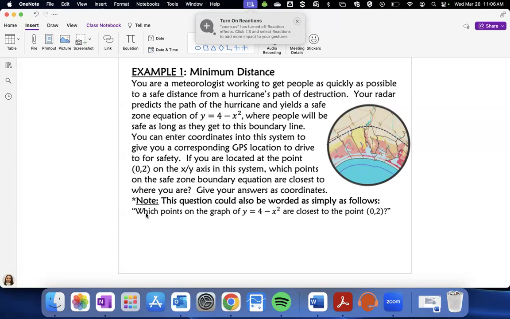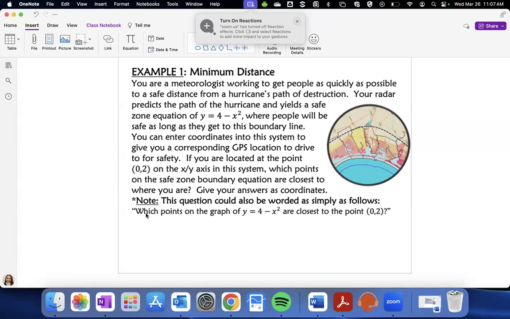All right, you're a meteorologist working to get people as quickly as possible to a safe distance from a hurricane's path of destruction. Your radar predicts the path of the hurricane and yields a safe zone equation of y equals 4 minus x squared, where people will be safe as long as they get to this boundary line. You can enter coordinates into the system to give you a corresponding GPS location to drive to for safety. If you are located at the point (0, 2) on the xy axis in the system, which points on this safe zone boundary equation are closest to where you are? Give your answer in coordinates.